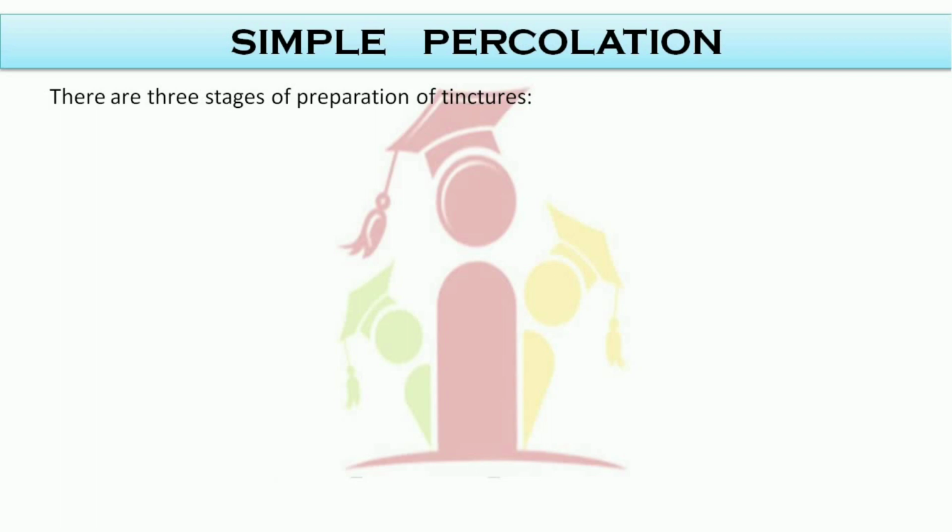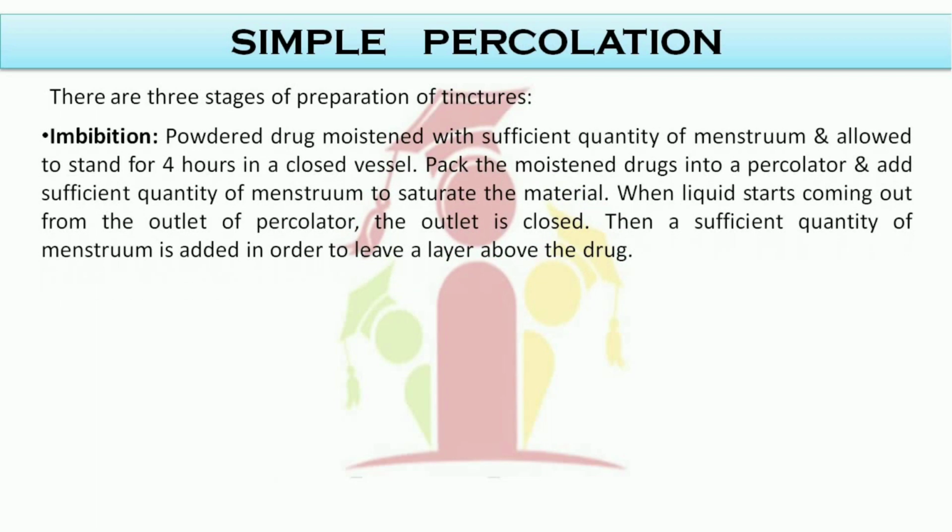Now, there are three stages of preparation of tinctures. One is imbibition. The powdered drug is moistened with a sufficient quantity of menstruum and allowed to stand for 4 hours in a closed vessel. Then the moistened drug is packed into the percolator and a sufficient quantity of menstruum is added to saturate the material. When liquid starts coming out from the outlet of the percolator, the outlet is closed. Then a sufficient quantity of menstruum is added in order to leave a layer above the drug.